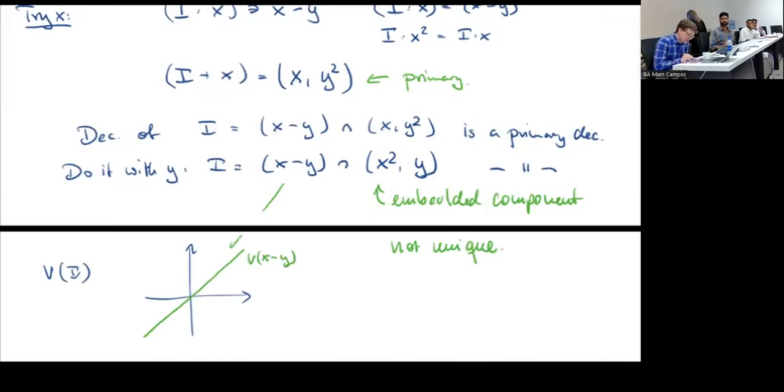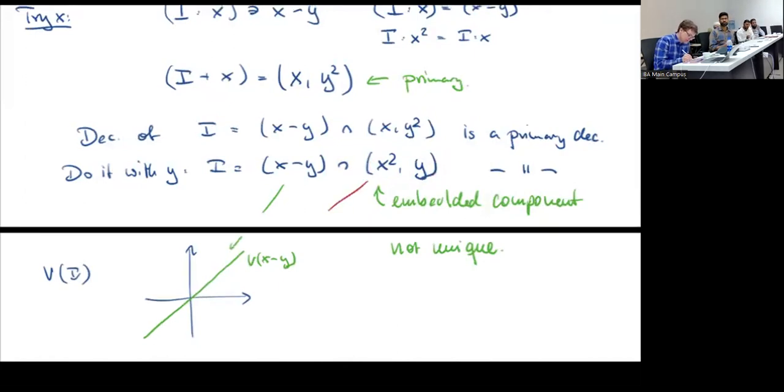And what's the variety of this? This says x squared is equal to 0 and y is equal to 0. That's an embedded point. So the variety of that thing is the origin. So it's contained in the green variety. On the level of varieties, you don't see it, but algebraically it's there because there's a square here. It stands out by the square.